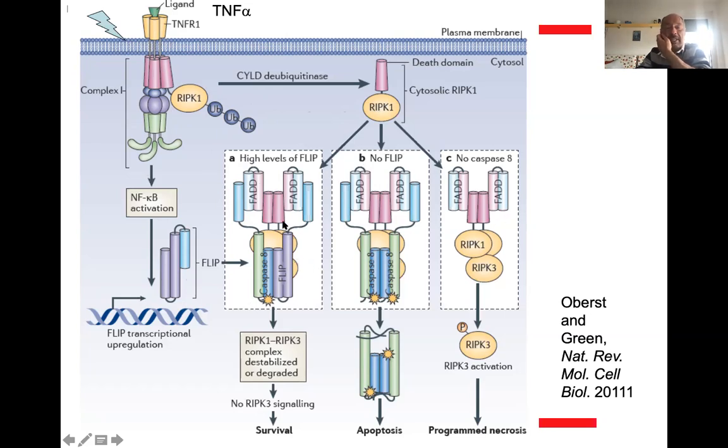One of them will bring survival, depending on the regulation of FLIP. You see here how the transcriptional regulation plays a key role. If you have high levels of FLIP, you will have eventually survival. If you have no FLIP, you will have eventually apoptosis. And if instead you inhibit caspase-8, which is, you see here, a key part in the apoptotic process, the cell goes into necrosis now, but this is not a natural necrosis, it's a programmed necrosis.